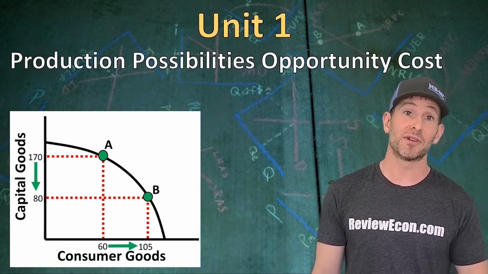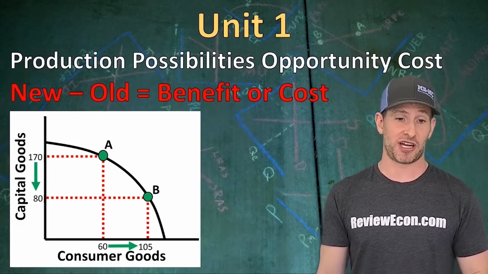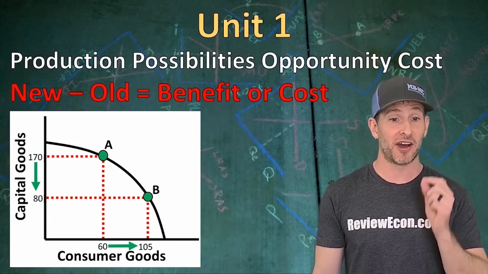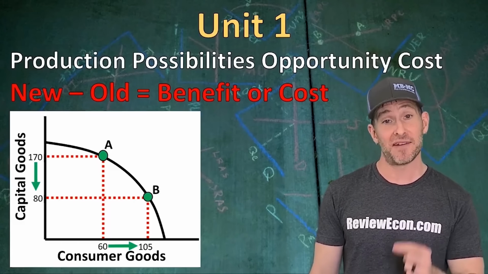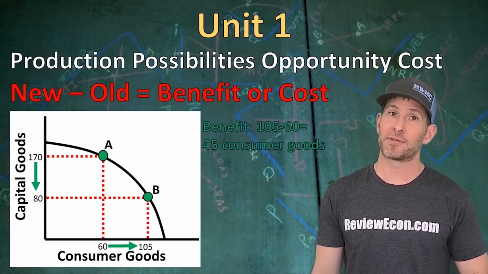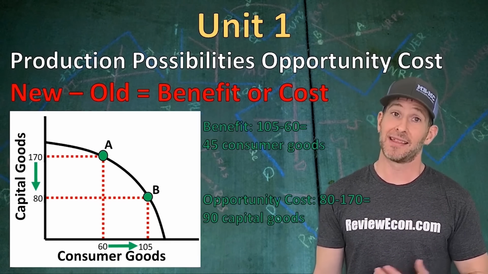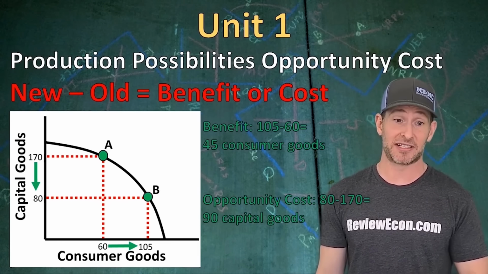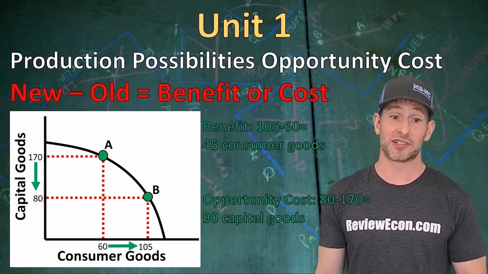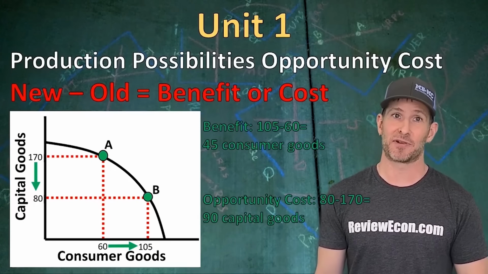If you take the new number minus the old number, that will give you the benefit or the cost of the change in production. So for example, if we go from point A to point B, we have a benefit of 45 units of consumer goods. Our capital goods are now at 80 units of output, but they were at 170 units of output. That means that the opportunity cost of increasing consumption of consumer goods from point A to point B is actually 90 units of capital goods.